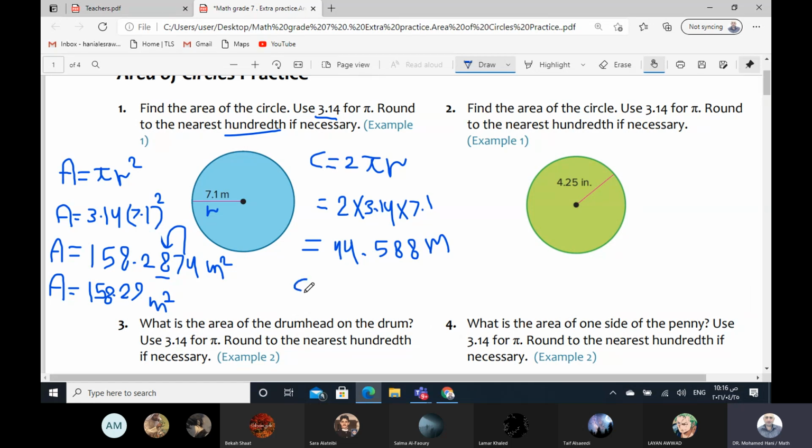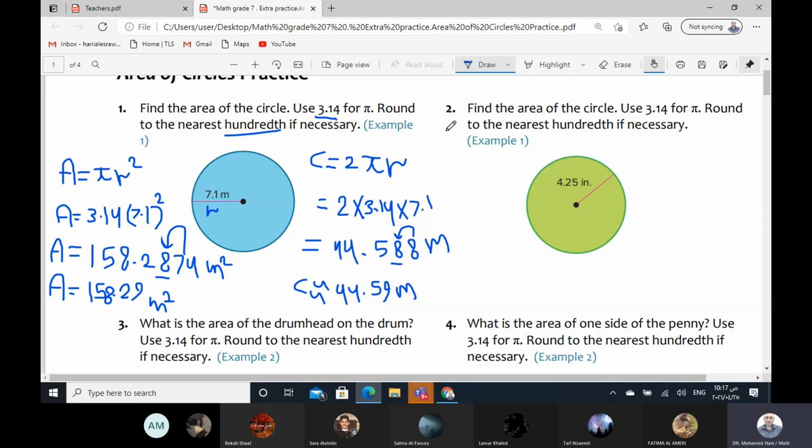If you want to round, this is the hundredths place. Look at the number to the right, 8 is above 5, so add 1 to the position. Here it will be 9 and here 44.59 meter. Who has any question here? No question. Okay.